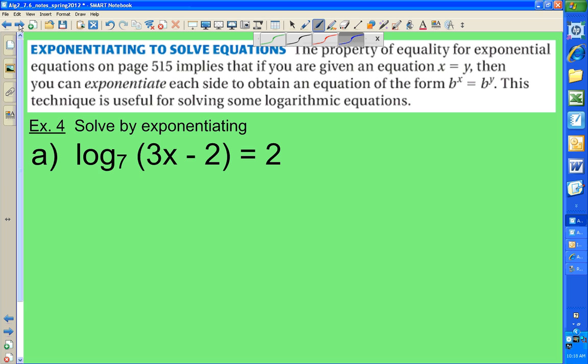Okay, so not my word, but I really like it. Solve by exponentiating.